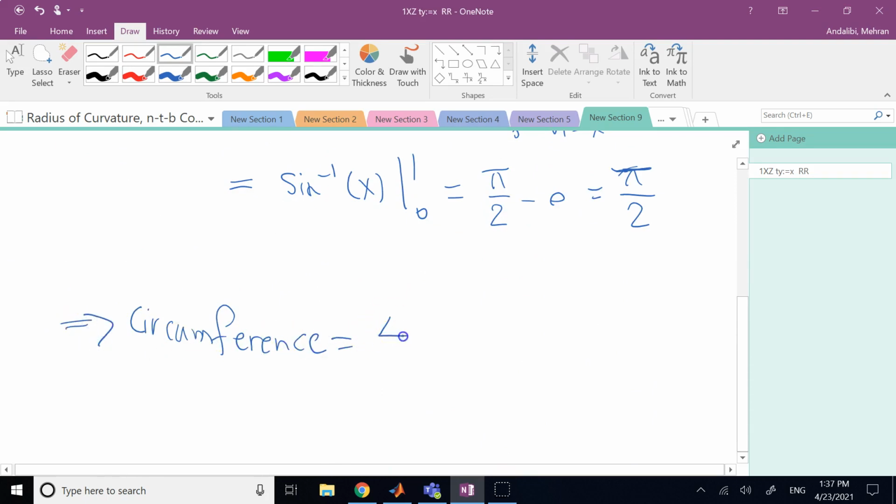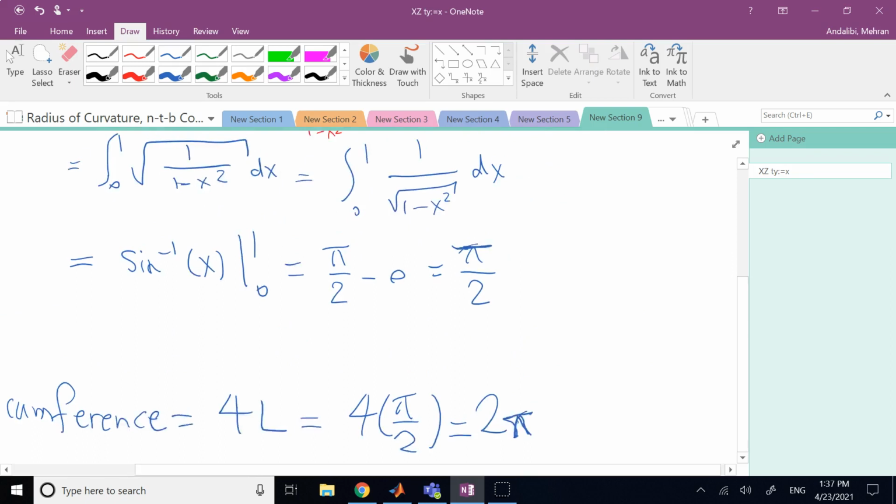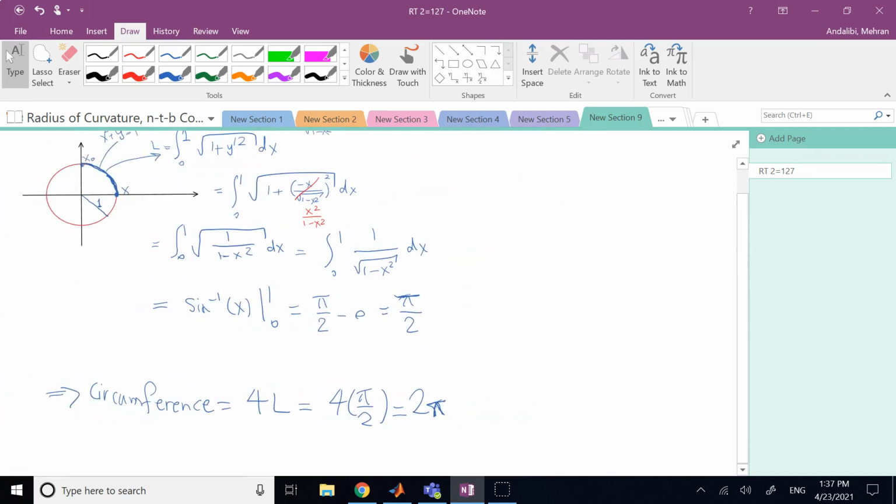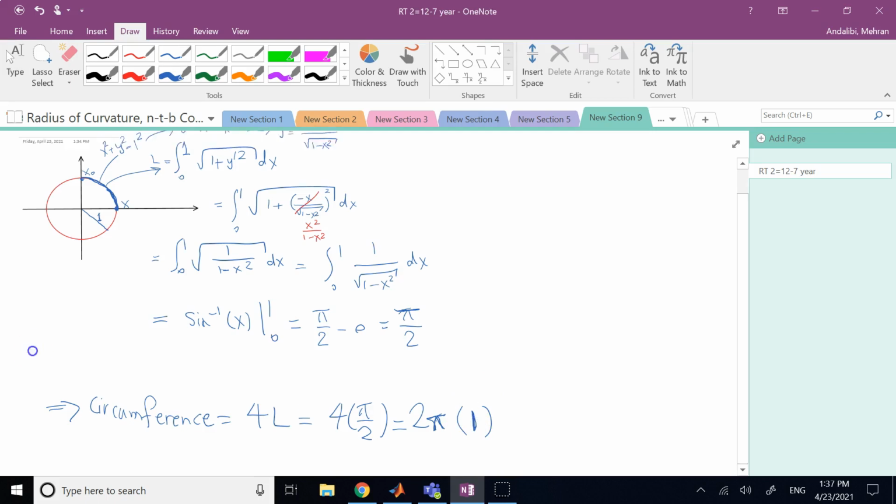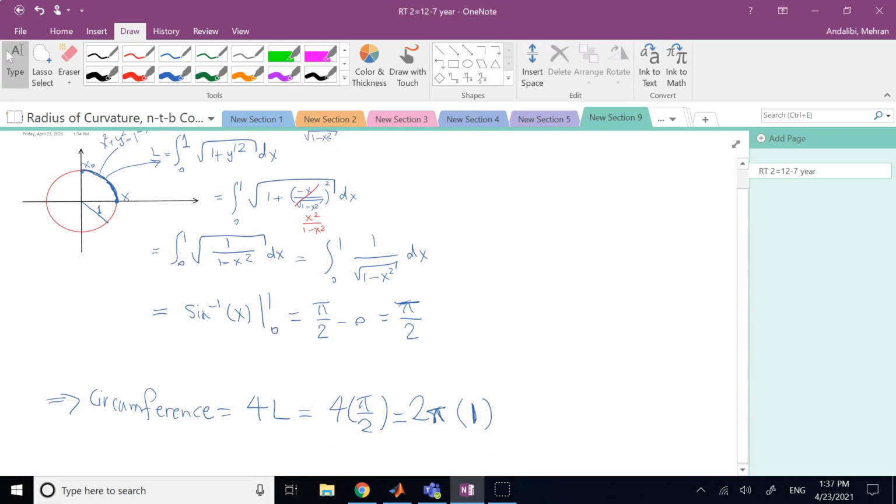So the total circumference is going to be 4 times L, and 4 times pi over 2 is what? 2 pi. And you know that's right, because the circumference of a circle is 2 pi times r, and r here is 1. So you can write it like this. And that's right. So you clearly see that this arc length formula works just fine.